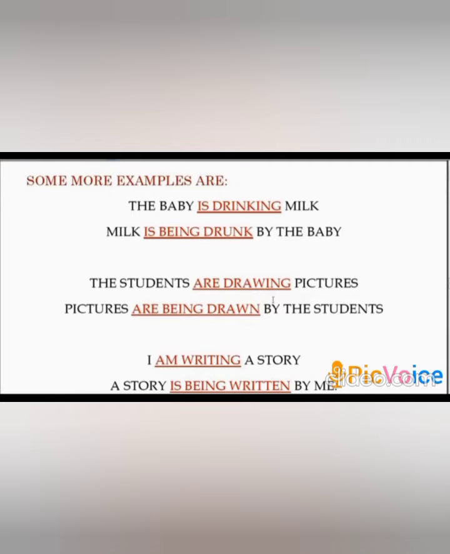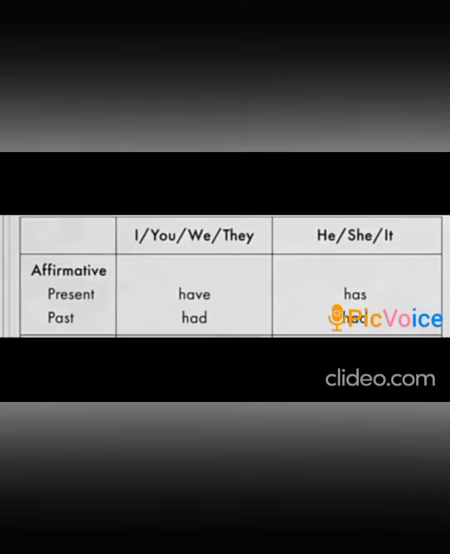Then I am writing a story. Here a story, the object of the sentence, has become the subject. A story is, auxiliary verb, being, for write, written is the V3 form of the verb, so written by, I has become me.